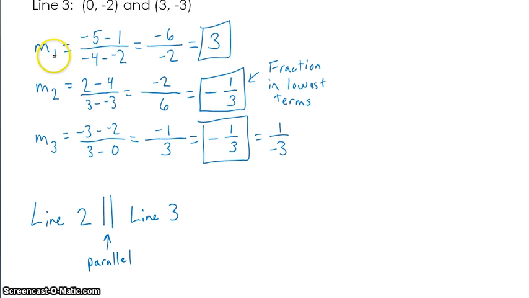If you look at the slopes for line 1 and line 2, the slopes are opposite. One is positive, one is negative, and they're reciprocals. 3 and 1/3 are reciprocals. That means that line 1 and line 2 are perpendicular. The symbol for perpendicular is an upside down T.